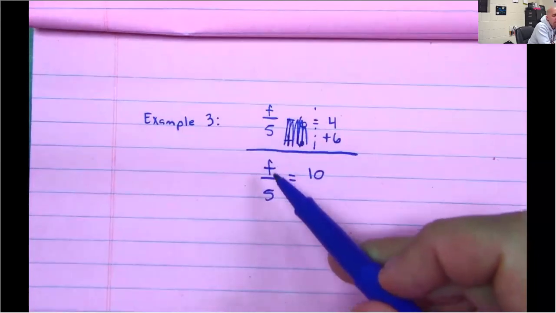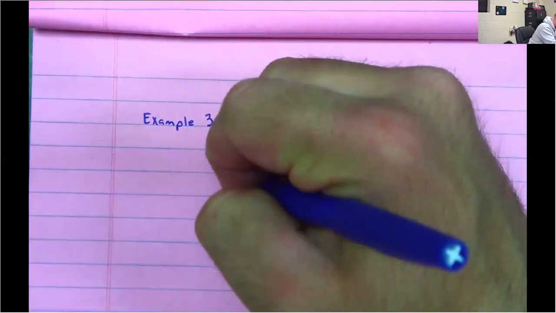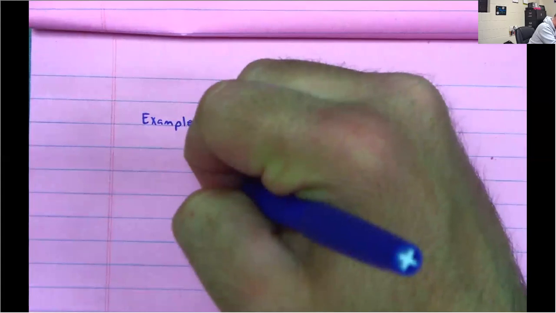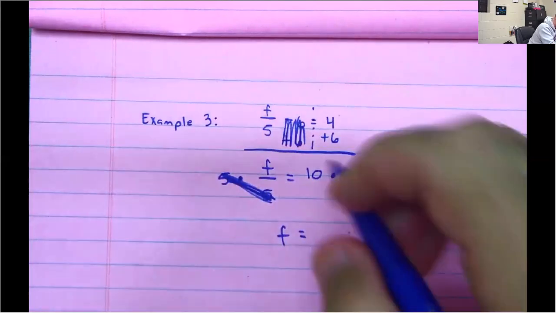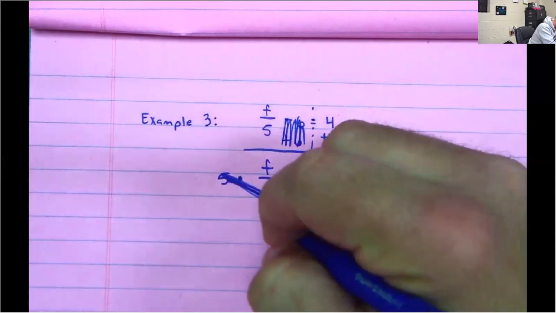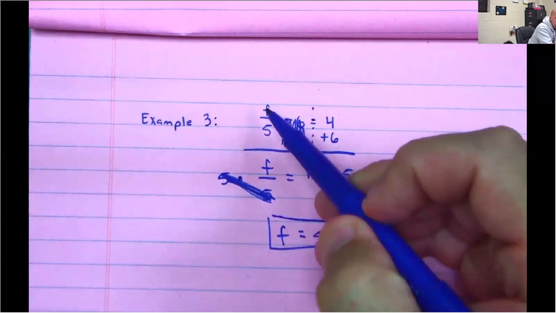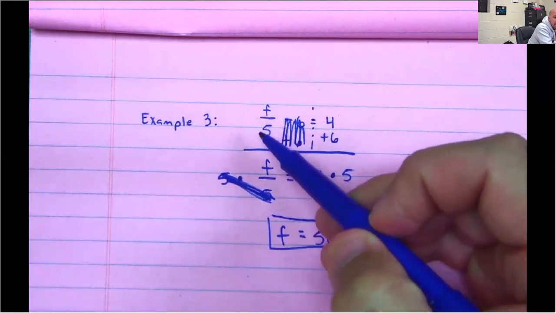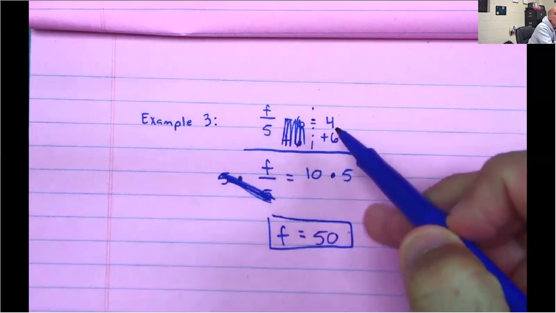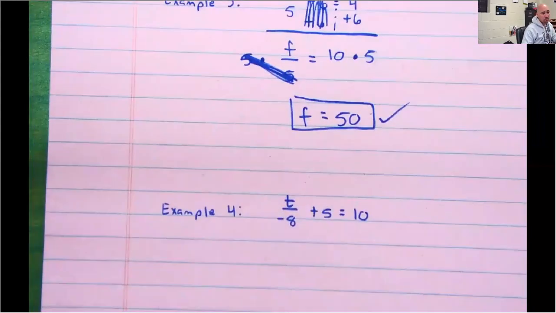Again, we're trying to get F by itself, but it's being divided by 5. What's the inverse of divide? To multiply. So we're going to multiply both sides by 5. This goes away. 10 times 5 is 50. If you're unsure, plug in your answer. F is now 50. 50 divided by 5 is 10. 10 take away 6 is 4. It works.